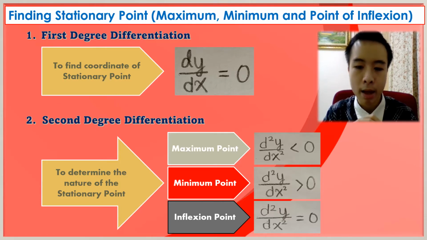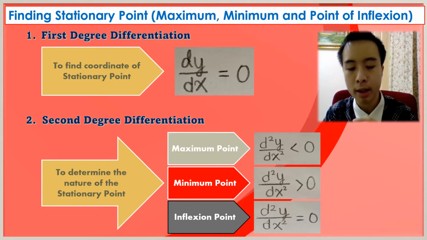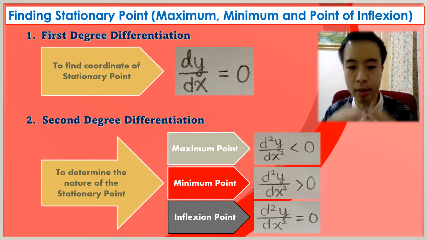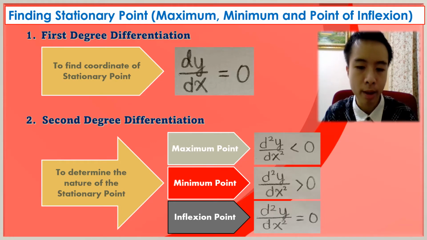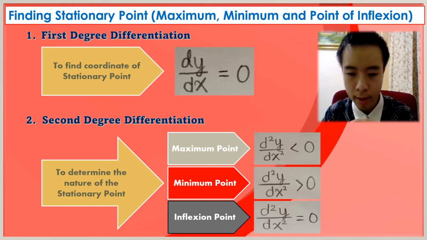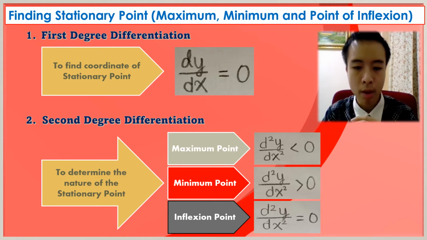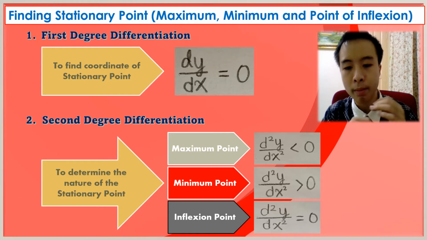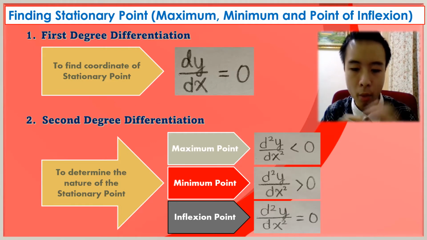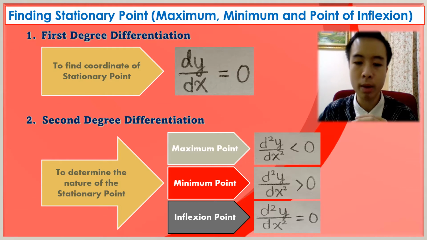When the value of the second degree differentiation answer we get is smaller than 0, we say it is a maximum point. When the value of d square y over dx square is bigger than 0, we say it is a minimum point. The third situation is the inflection point, where the value of d square y over dx square is equal to 0.